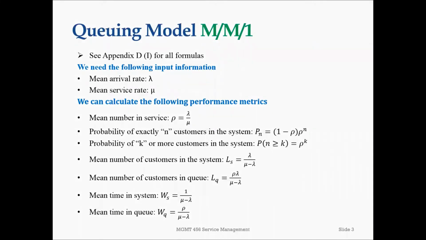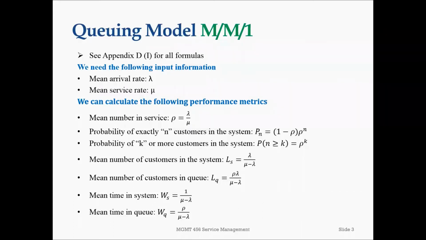This slide basically lists all the formulas we need to deal with the MM1 queuing model. For the MM1 queuing model, the first thing you need to do is to identify two pieces of information. The first piece of information is the mean arrival rate. Basically, how many customers come into your system per hour.